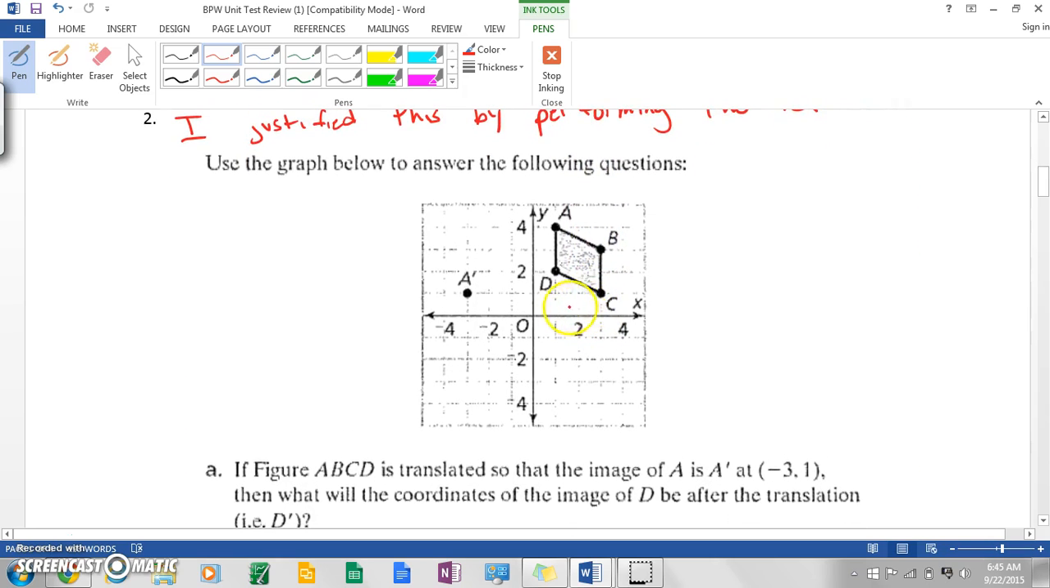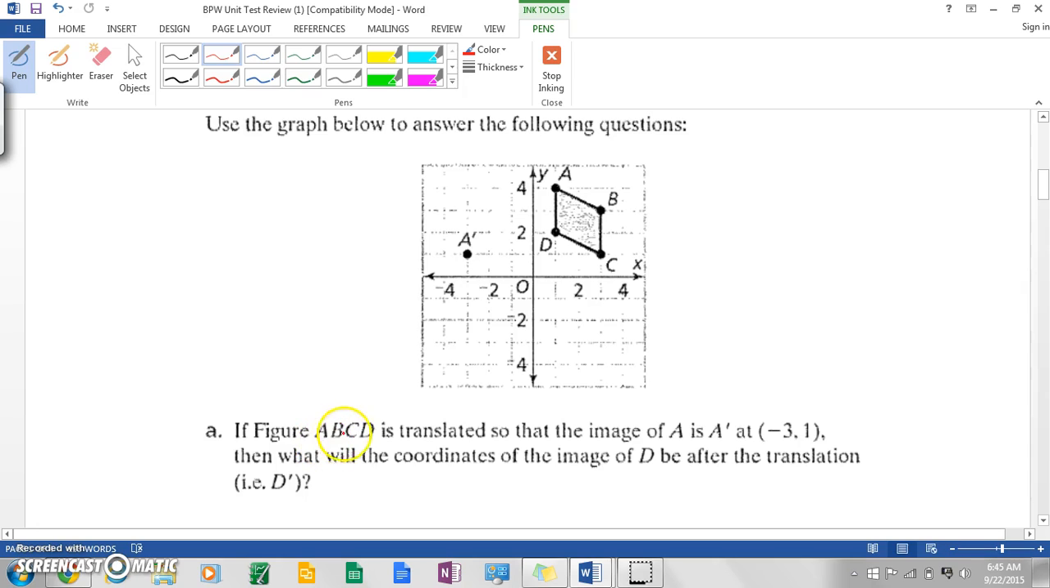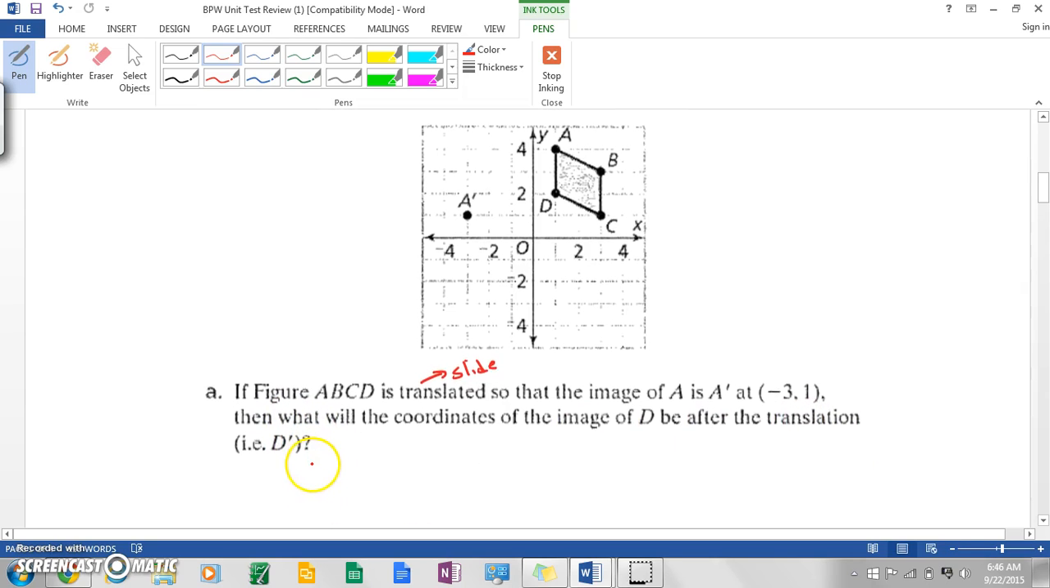Okay, let's go down to 2. Use the graph below to answer the following questions. If figure ABCD is translated, remember translate is a slide, so that the image of A is A prime at -3, 1, then what will the coordinates of image D be after the translation? For example, D prime. Okay, let's think about this.